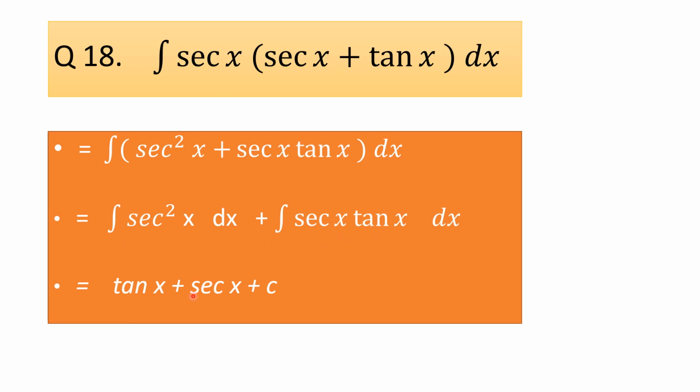Okay, now integration of sec square x is tan x. Okay, and integration of sec x tan x is sec x. So your final answer is tan x plus sec x plus c. So in this particular question, it is just the magic of those two formulas. If you know those two formulas, it's just a 1 minute thing.